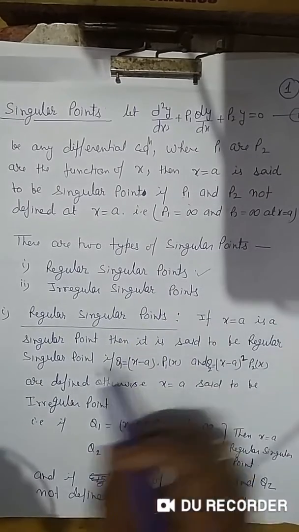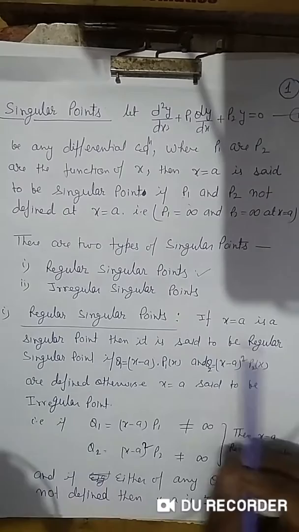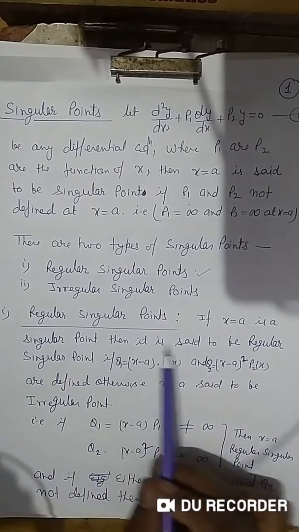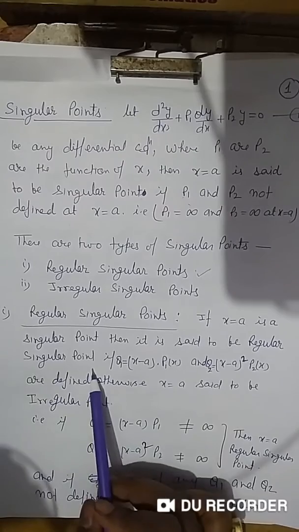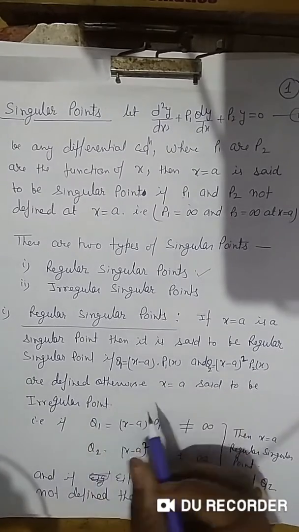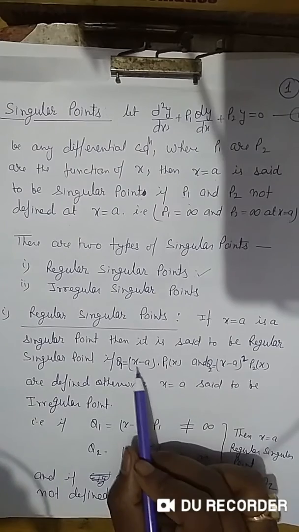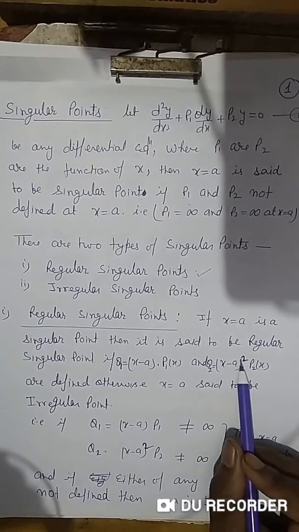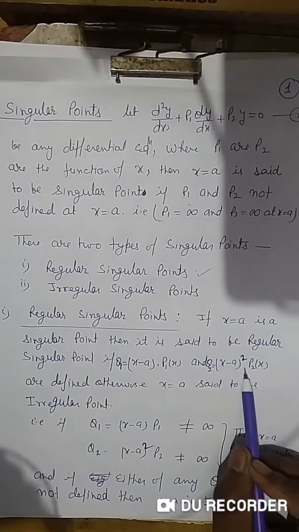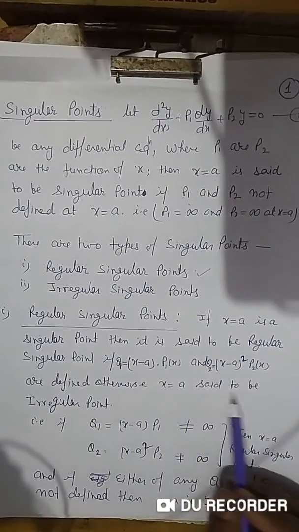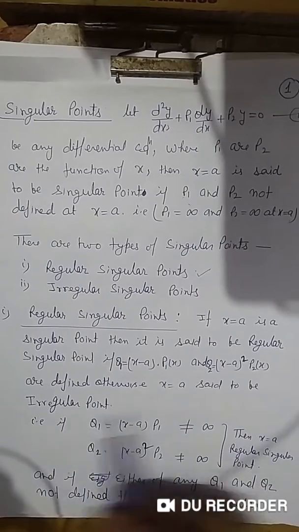First, regular singular points. If x = a is a singular point, then it is said to be a regular singular point if q1 = (x − a) p1(x) and q2 = (x − a)² p2(x) are defined. Otherwise x = a is said to be a regular point.